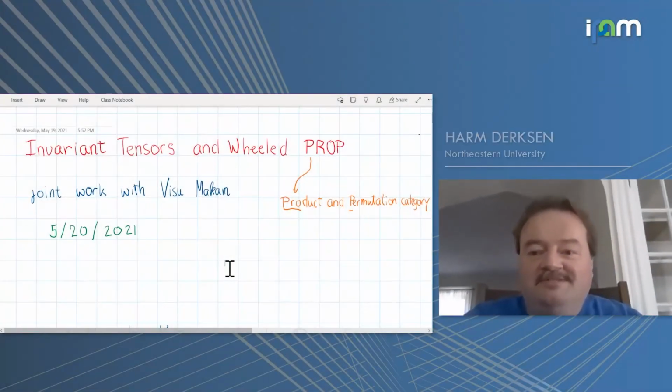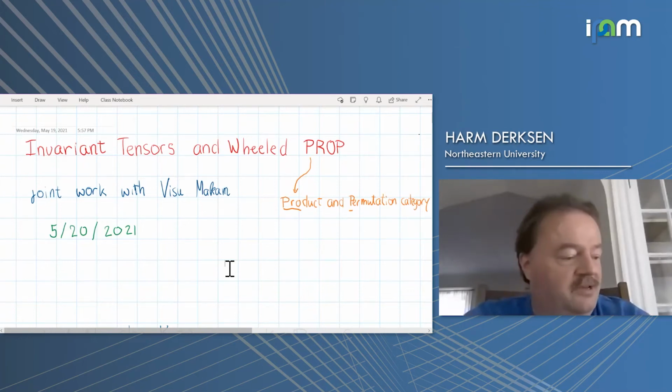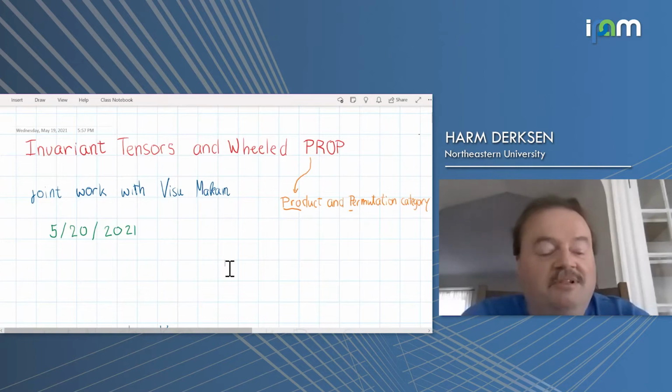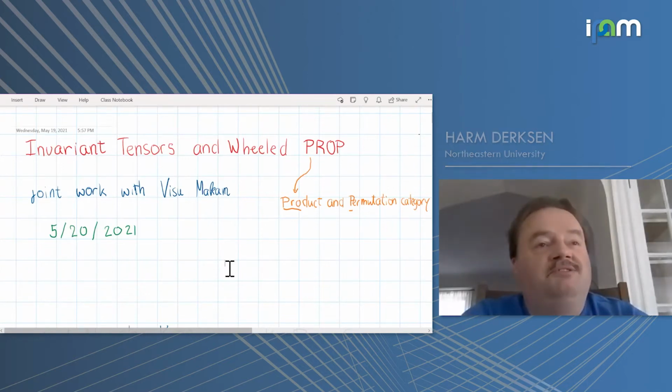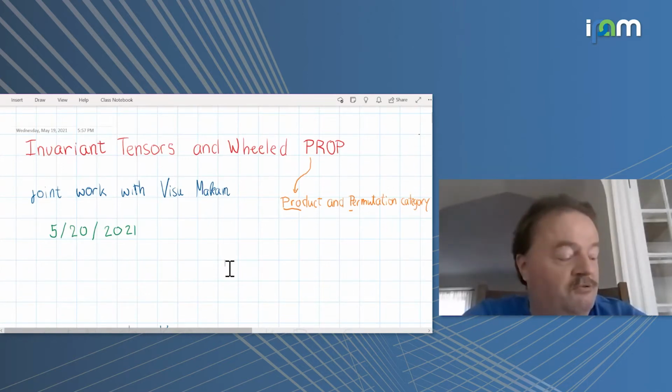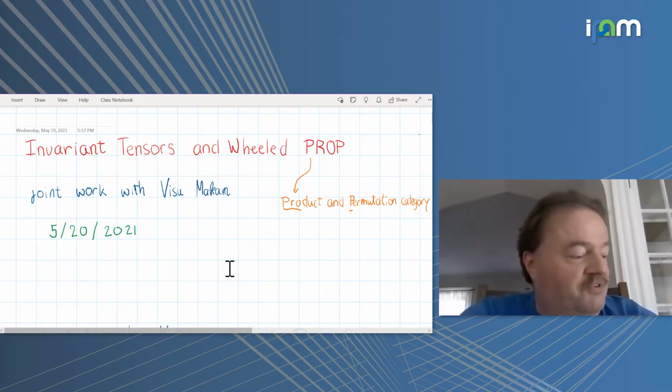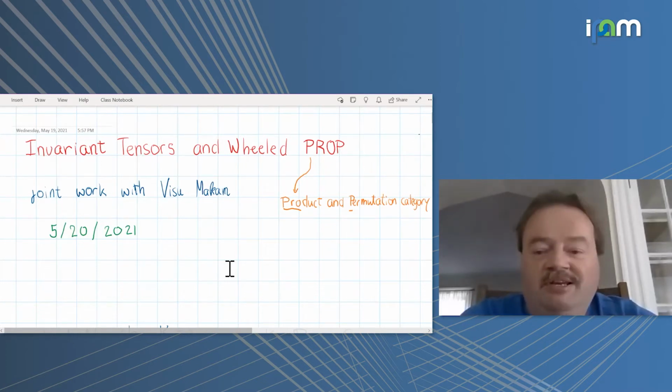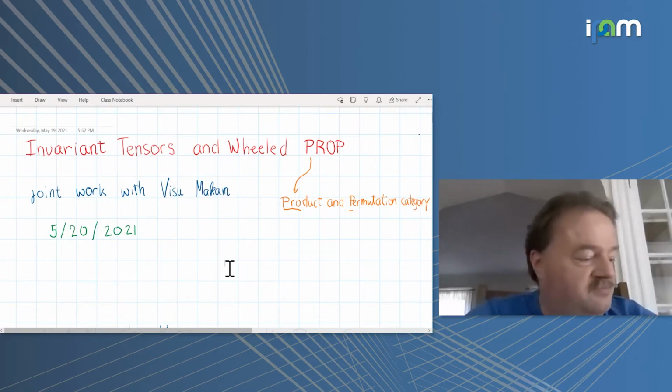All right. So, like in the previous talk, I will talk about tensors and also group actions on tensors. So, my background is sort of invariant theory. So I'm particularly interested in things that are invariant under group actions.